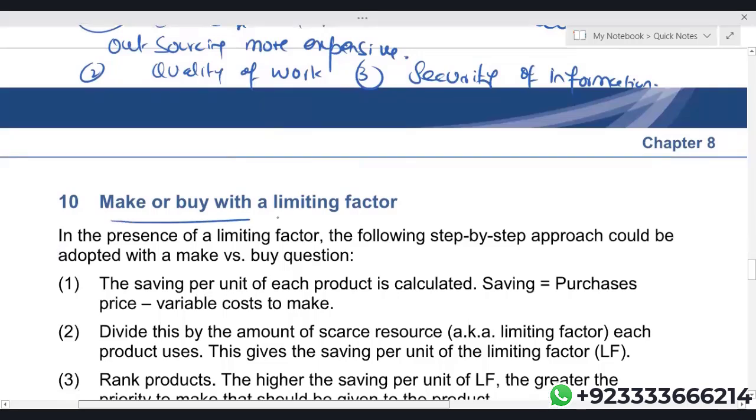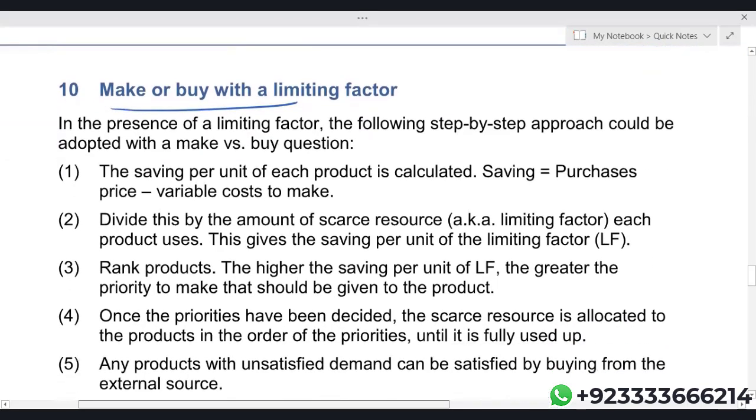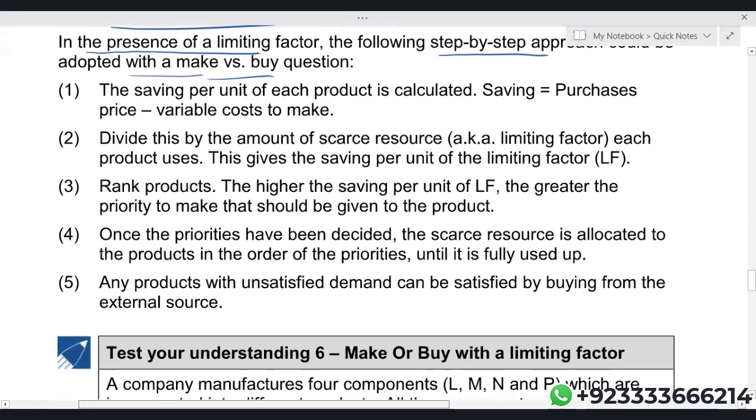Now let's go for make or buy decision with a limiting factor. This is important. We know that limiting factor is the factor which actually restricts your operating activity level, which restricts your operations. In the presence of a limiting factor, the following step-by-step approach could be adopted with a make versus buy question. And these 5 steps are extremely important. If you can understand these 5 steps, then you can do each and every question on this topic easily. Basically, these 5 steps will give you the approach.